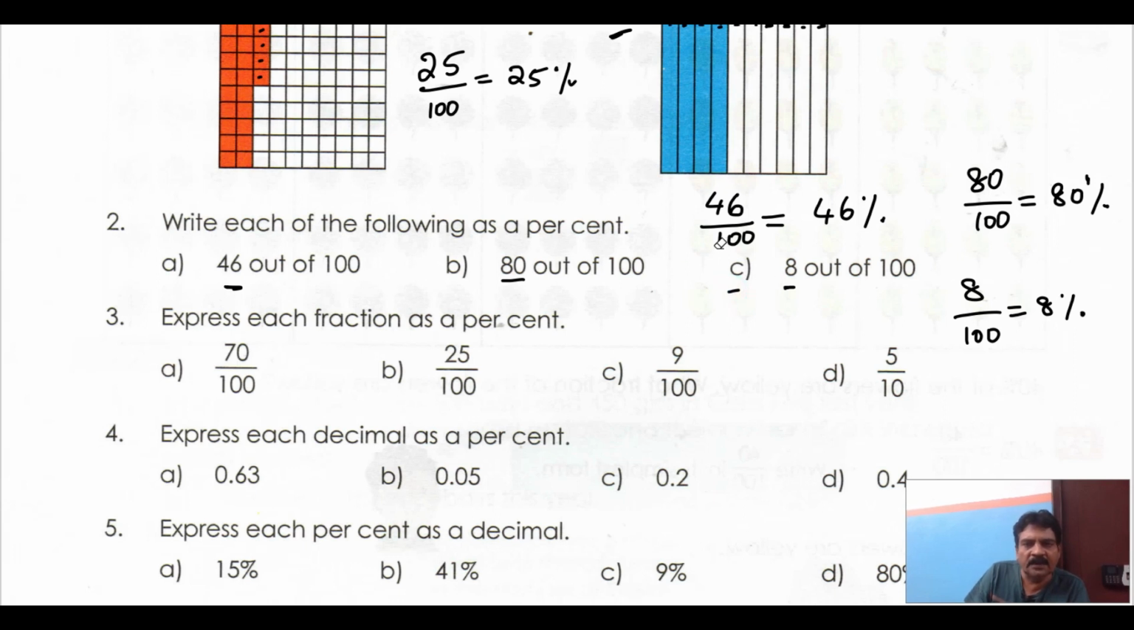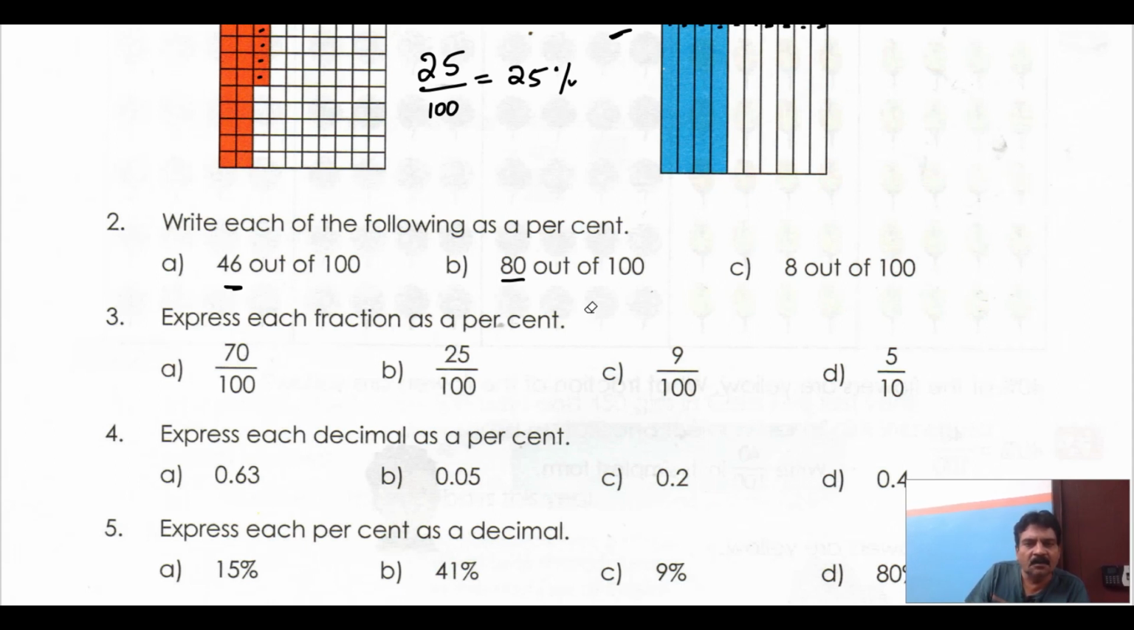Now let's go to the next one. The next topic is the third question: express each fraction as a percent. Here a fraction is given, and you have to consider it as a percent. So let's see. First one is 70 by 100. Anything out of 100 is percent, so you call it 70%. In the same way, 25 out of 100, you call it 25%. And 9 out of 100 is equal to 9%.